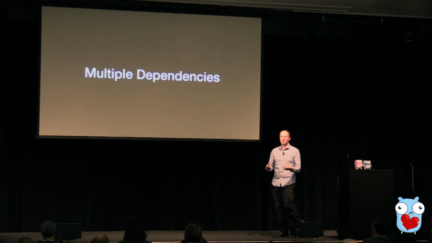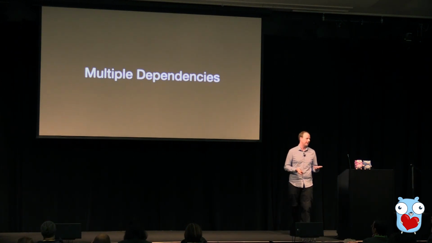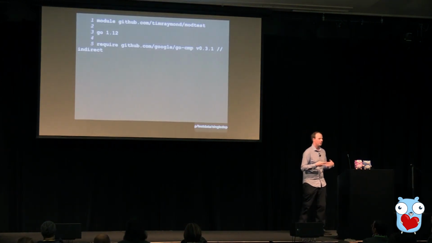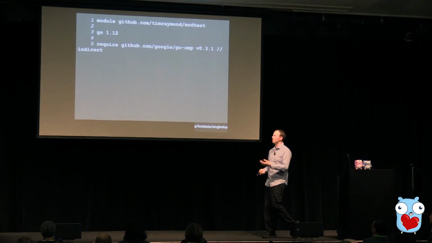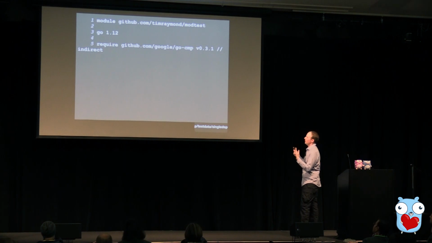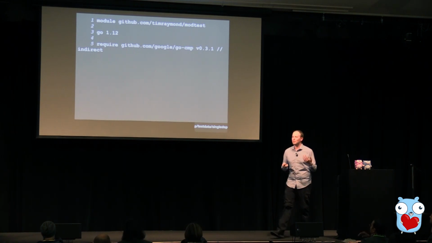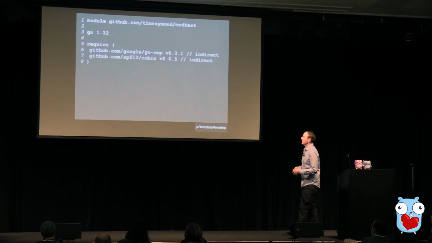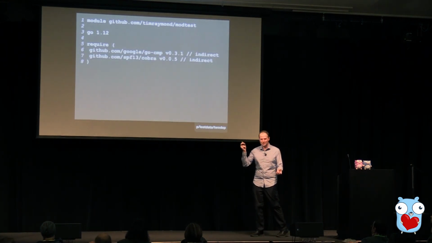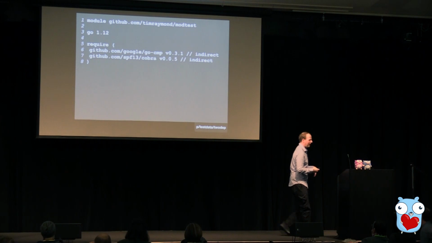Now we want to look at parsing multiple dependencies. This introduces something interesting from a parsing perspective because we start with a single dependency here. But when you look at what a go.mod file with multiple dependencies looks like, you'll notice that we introduce these parentheses. So we have to treat these a little bit differently.